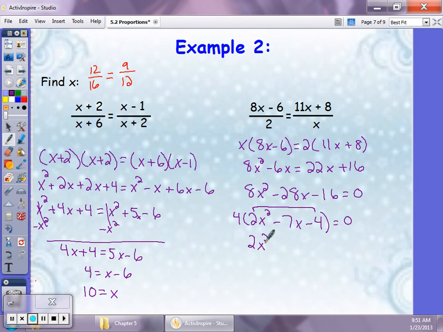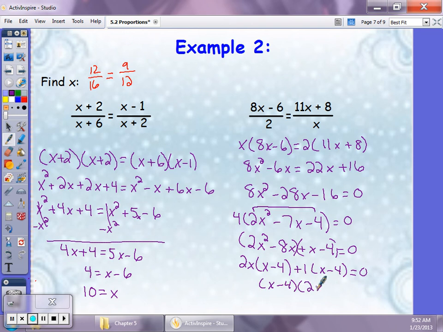So 2x squared, we're going to rewrite the negative 7x as negative 8x plus 1x minus 4. And remember, we practiced this the other day, factor by grouping. So in this case, we're going to factor out a 2x, which will leave us with x minus 4. On this side, we're going to factor out a 1, which leaves us with x minus 4. So we know that this factors into x minus 4, 2x plus 1, and we're going to make sure we bring down the 4 right here.